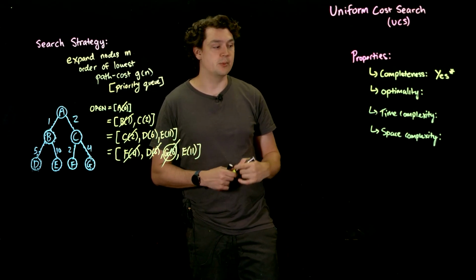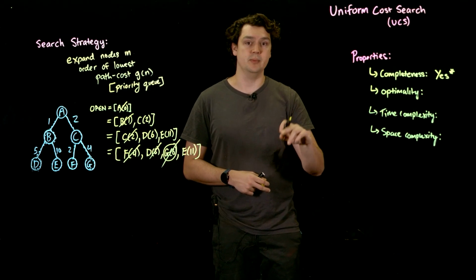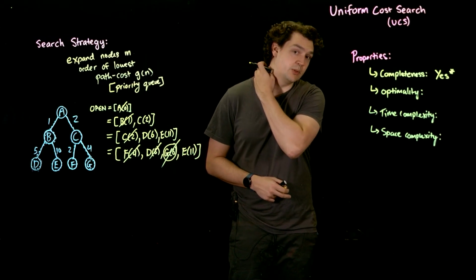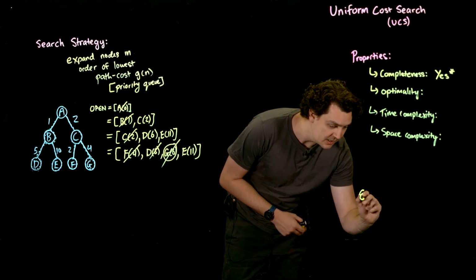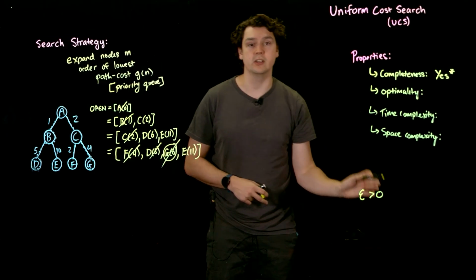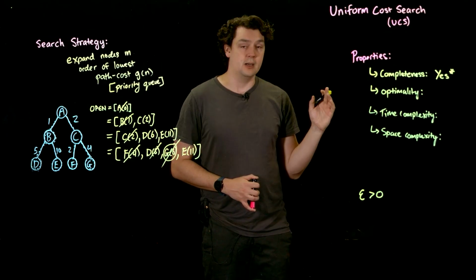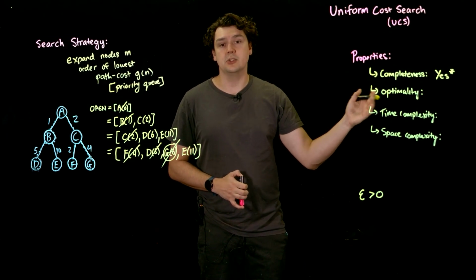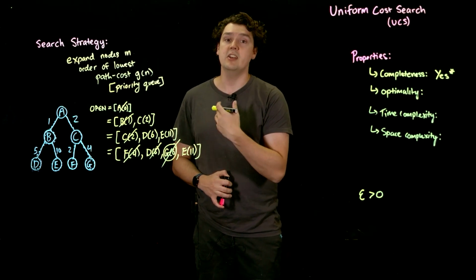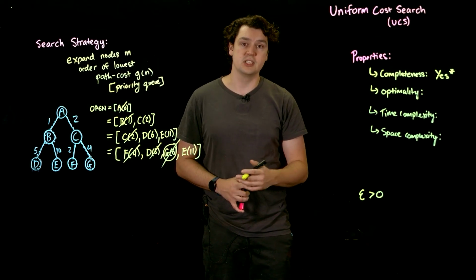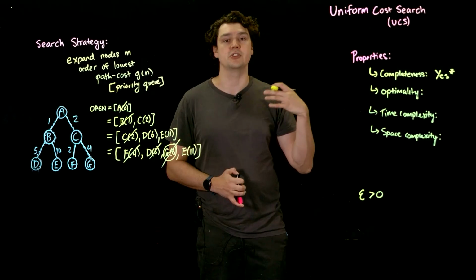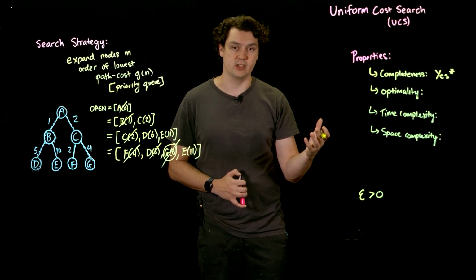So a properly defined problem has to have essentially the minimum path cost, which we're going to call epsilon. So epsilon has to be greater than 0 in order for the problem to be well defined. And so as part of this, the completeness can also often be restored, even in a problem with negative edge costs. So this actually just depends on how you structure the problem definition.